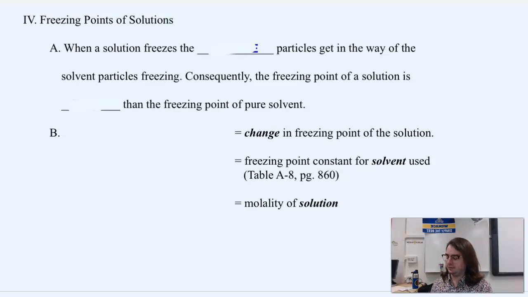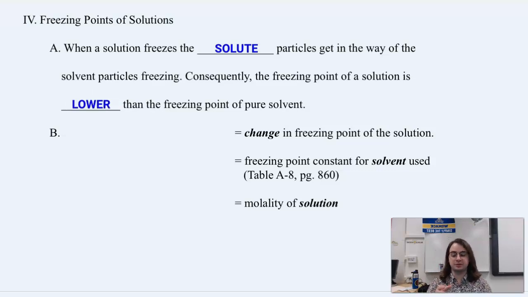Welcome back. Let's continue our conversation by now talking about how the freezing point of solutions is different than the freezing point of pure substances. You'll notice that this concept is very similar to what we did with boiling point, with just one little change. So let's look here. When a solution freezes, the solute particles get in the way of the solvent particles freezing.